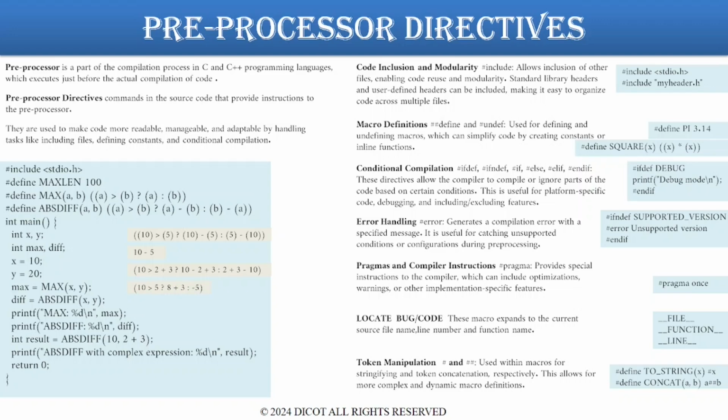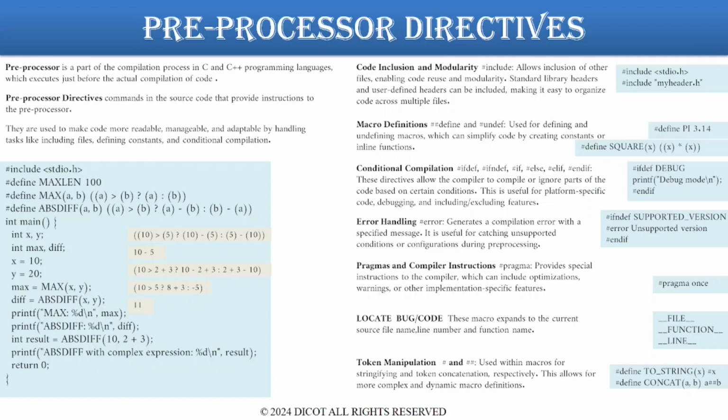which in turn results in 10 greater than 5, 8 plus 3, and minus 5. And finally, we will get the result 11, because 8 plus 3 is 11. 10 greater than 5 is true, resulting in the value of the expression 8 plus 3, which is 11. This is an incorrect output. The actual expected output was 5, but we got 11.